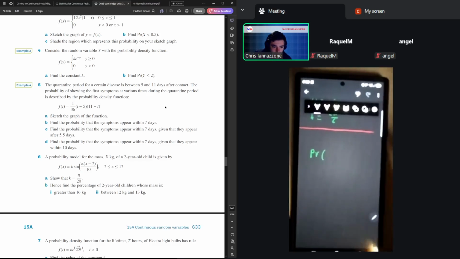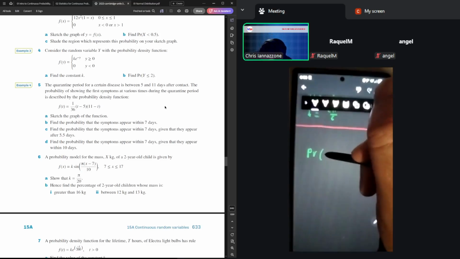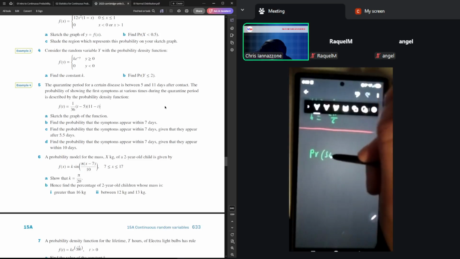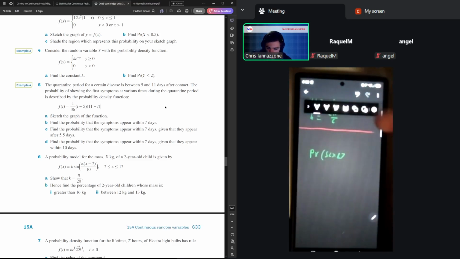We would start with our basic probability statement. Find the probability that symptoms appear within 7 days. We already know what that one means. That one means the probability of 5 less than or equal to x less than or equal to 7. Again, the use of inequalities is irrelevant for which ones you want to use. It ends up being the same thing.